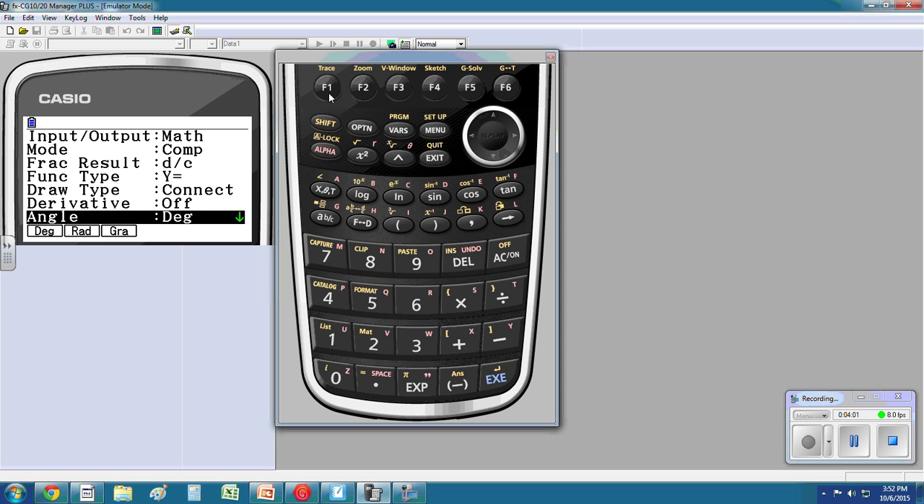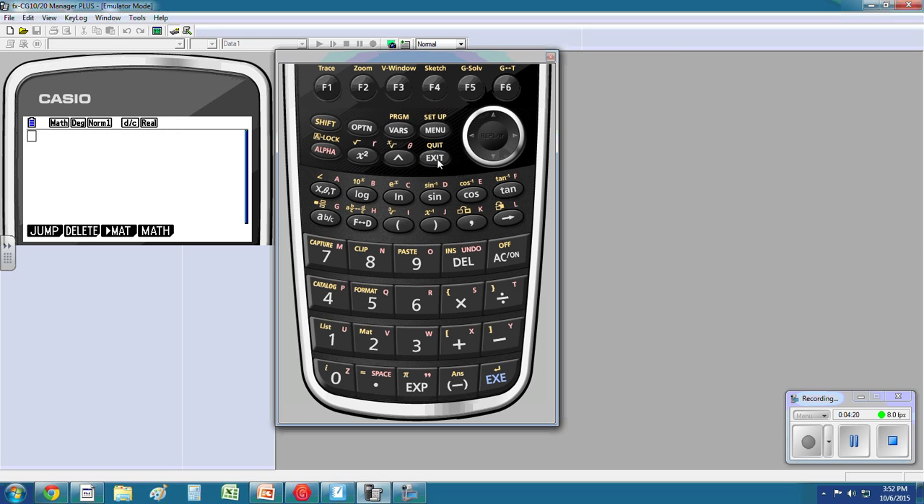And those 3 little keys that we have to do all this work for are your sin, which is short for sine, cosine, shortened as cos, and tan, which is short for tangent. At this point, we can push the exit key and start using sine, cosine, and tangent at our leisure.